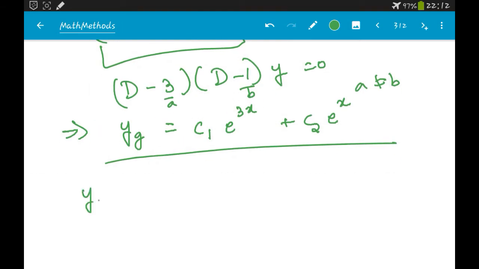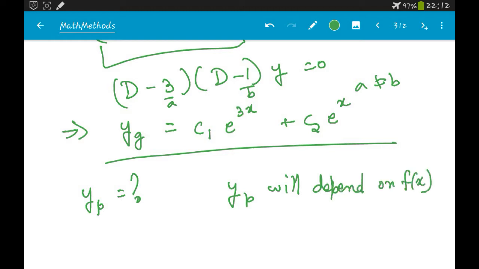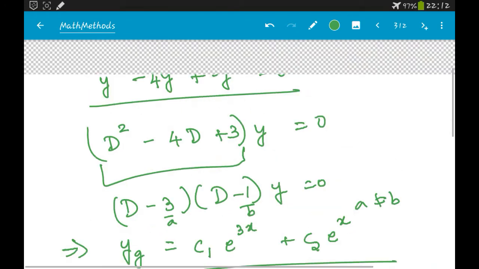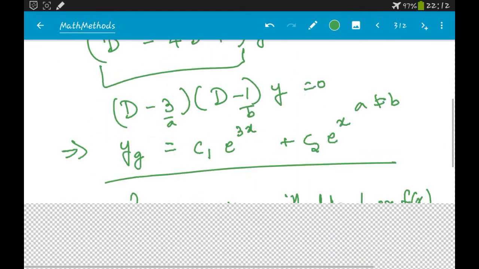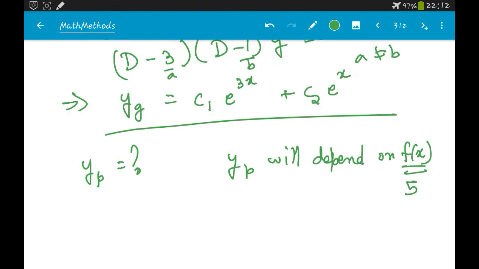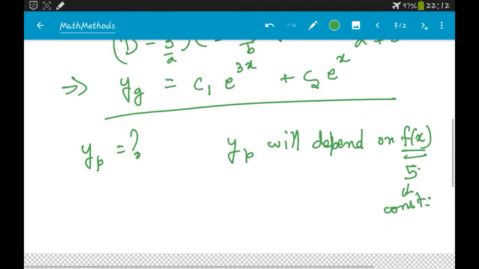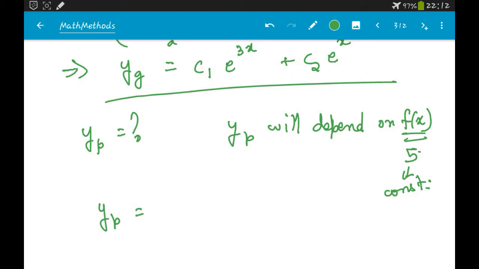Alright, so this is going to be your yg. Now you have to also find yp. Okay, and yp will depend on f of x. In this case, what is f of x? In this case, f of x is nothing but 5. Since f of x is 5, which is a constant, yp also we will take as a constant, which is k.